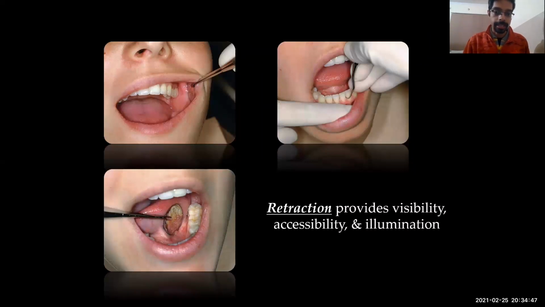Now, then comes the retraction. Now, we do the retraction with the mirror very commonly. Retraction of the cheek, retraction of the tongue with the mirror, and retraction of the lip can also be done with the help of our fingers. So, retraction provides everything like visibility, accessibility, and the illumination.